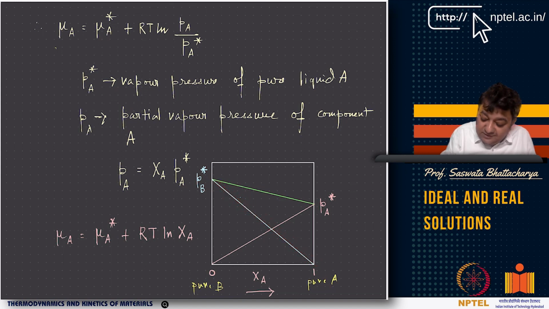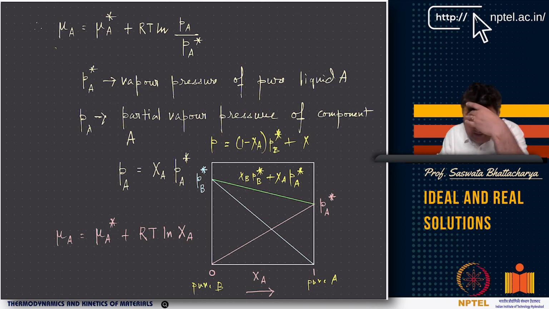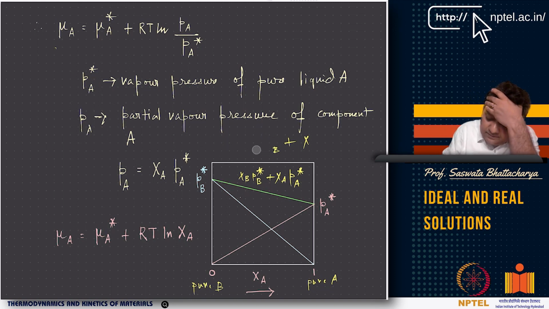Now the total pressure is coming along this line, because it is XB PB star. So this is basically the line of XB PB star plus XA PA star, or we can also write it as 1 minus XA times PB star plus XA PA star. So P is equal to that, right? So basically you have a P that is changing, PA or PB that is changing according to this relation. Okay, so this is for an ideal setting.